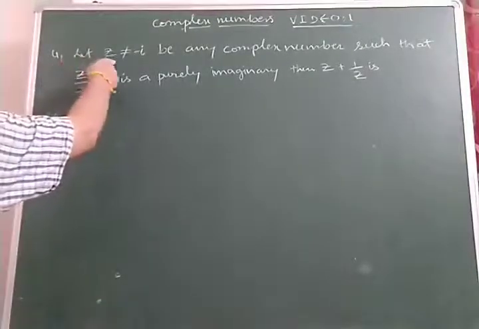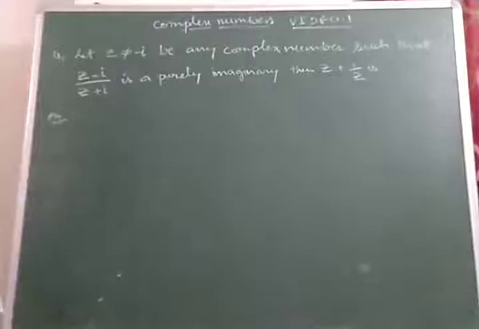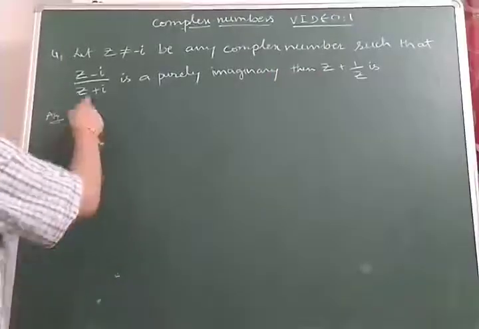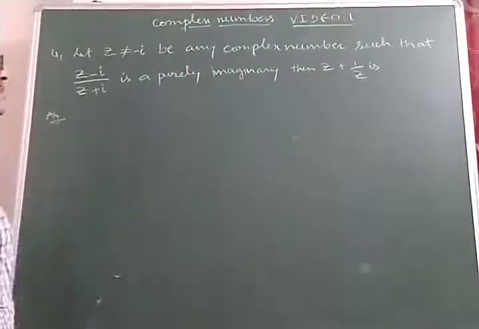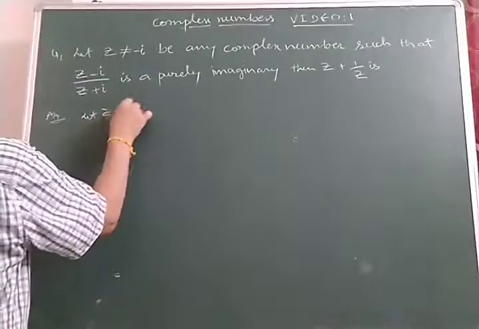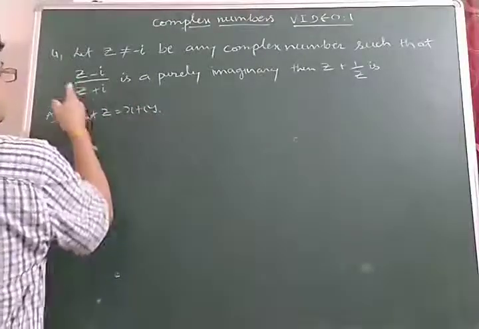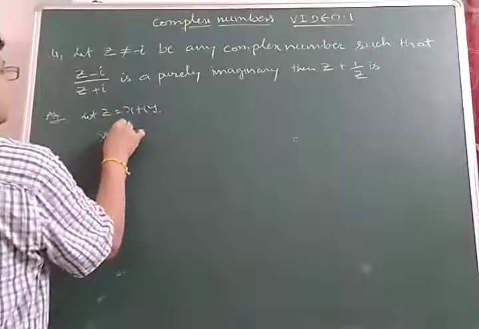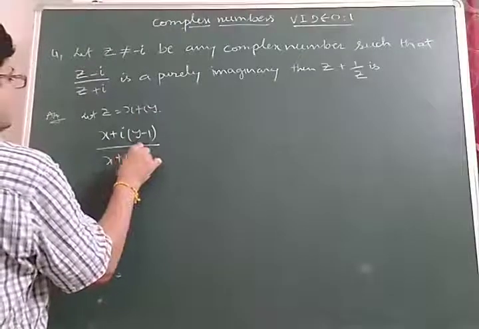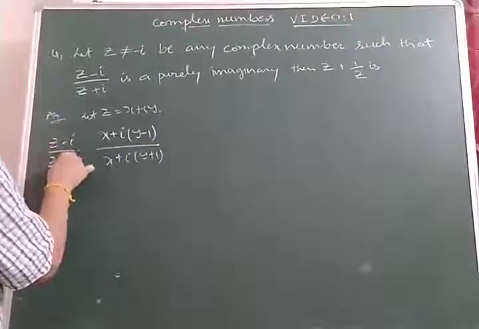Fourth question. Let z not equal to minus i be any complex number such that (z minus i) by (z plus i) is purely imaginary, then z plus 1 by z is? If it is purely imaginary, what is the value of z plus 1 by z? So for example, we substitute z is equal to x plus iy, so z minus i by z plus i is (x plus i(y minus 1)) by (x plus i(y plus 1)).